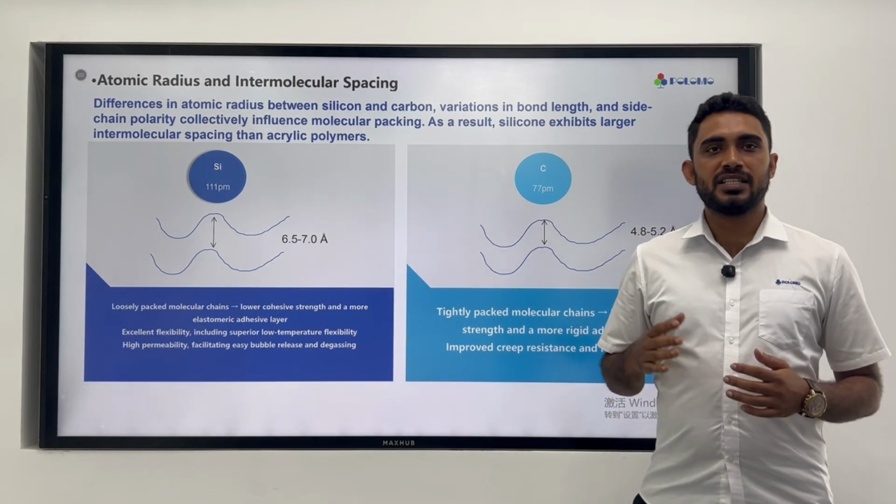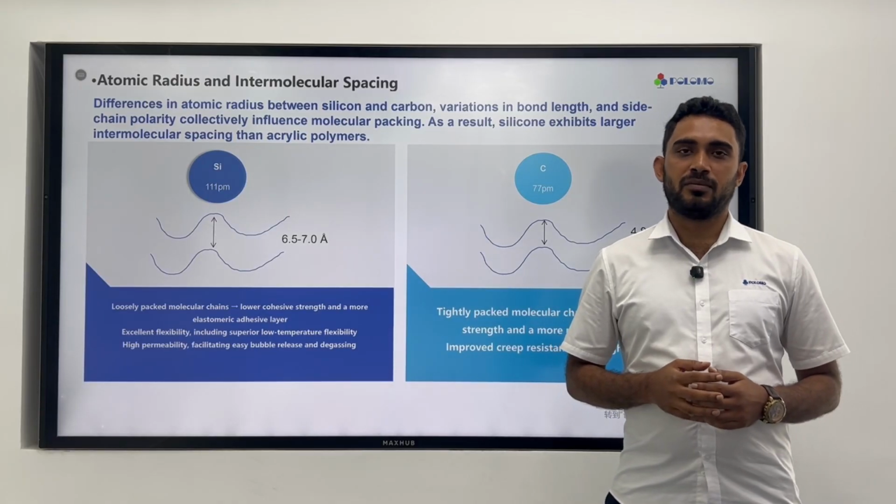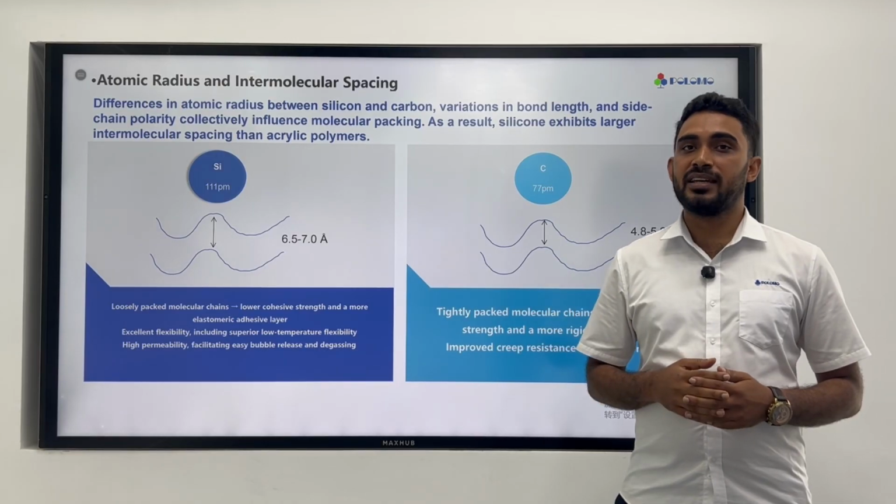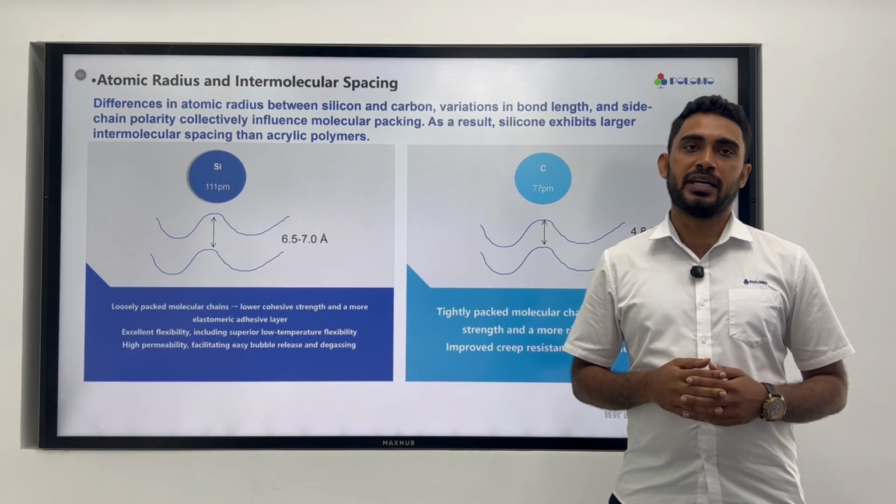Let me explain why larger spacing is such a big deal for bubble elimination. During lamination or high pressure debonding, you can never completely avoid tiny trapped air pockets.